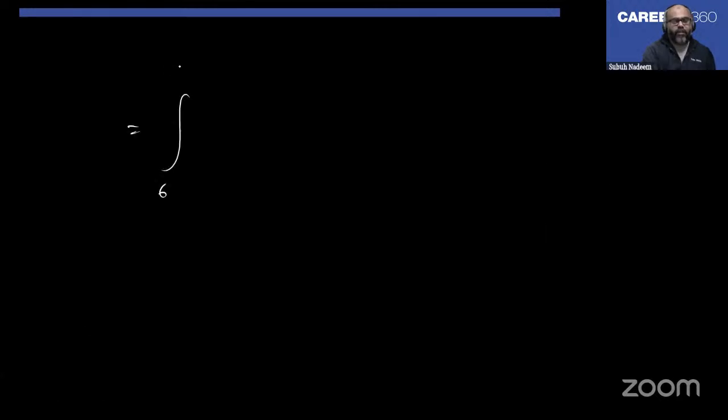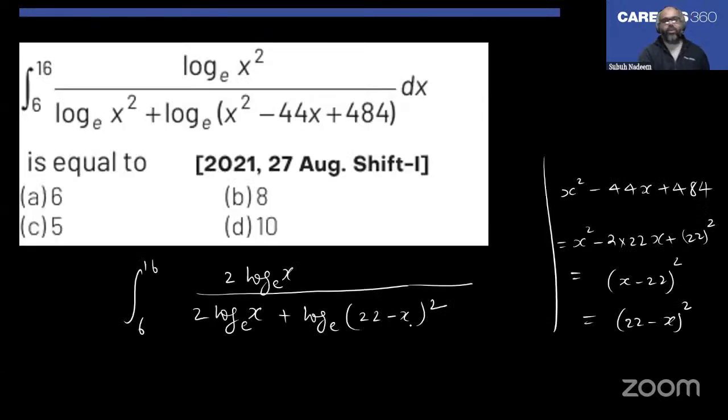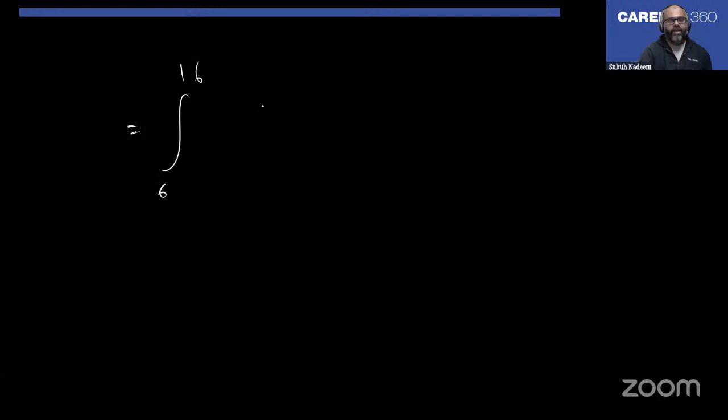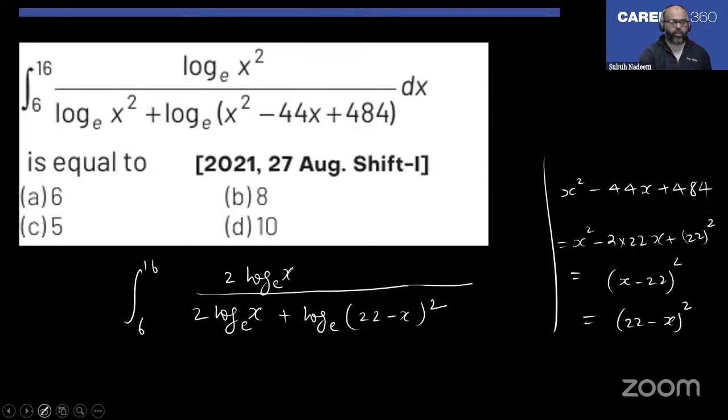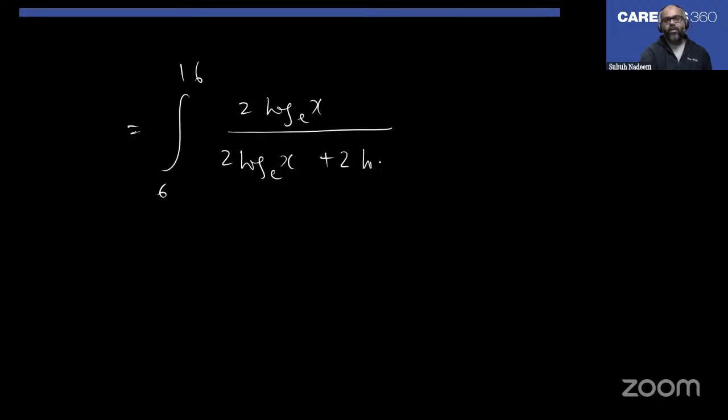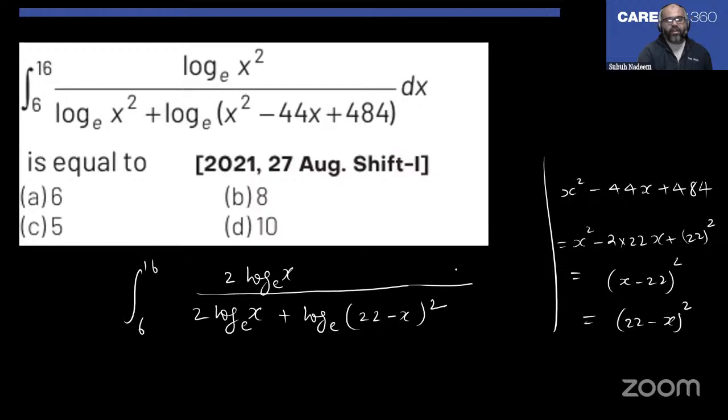6 to 16. Why are we taking (22 minus x) whole square? Because if we take 2 in the coefficient by the property of log, then 22 minus x should be a positive term. If it is x minus 22, it will become negative because x will be from 6 to 16, less than 22. So we write it as 2 log x to the base e by 2 log x to the base e plus 2 log (22 minus x) to the base e dx. We write it like this. This is also dx here.